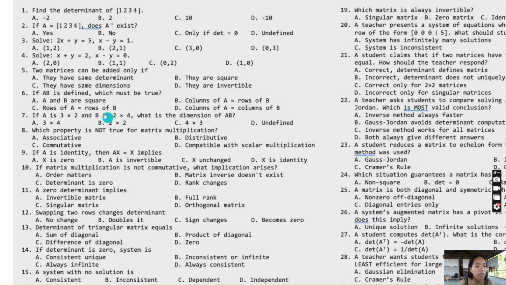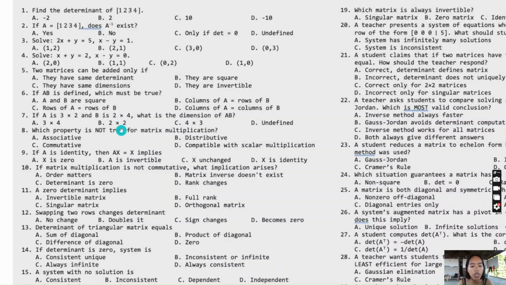The question in number 5 is: two matrices can be added only if. The correct answer is letter C, they have the same dimension. Now let us explain that.